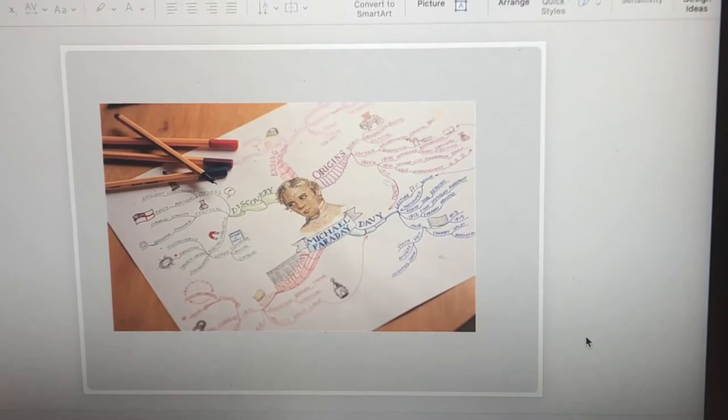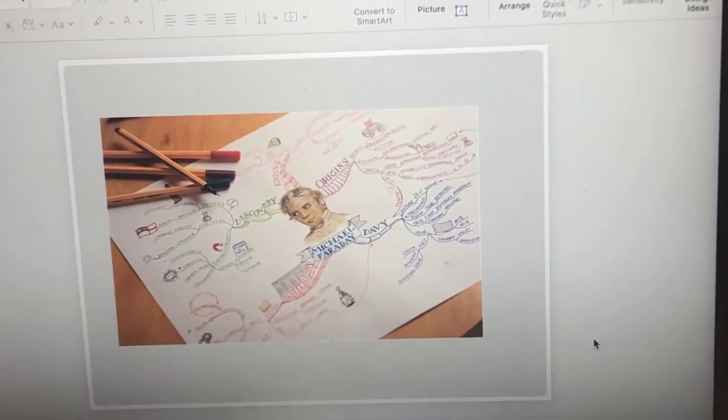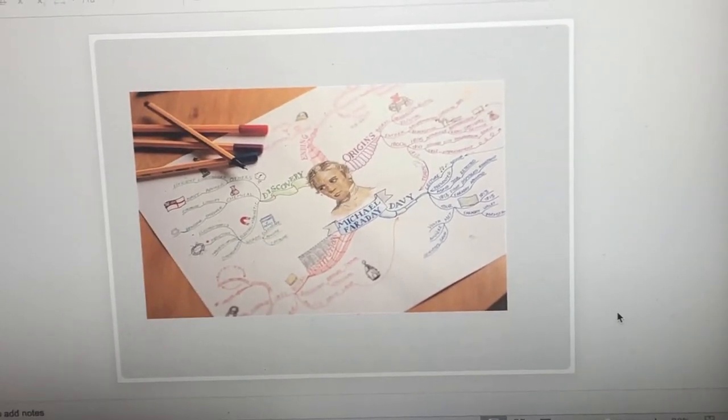So we're going to start off the year by making mind maps. I've got some examples for you here. I'm literally pointing my iPhone at my computer screen because I just really want to give you a sense of what they can look like.